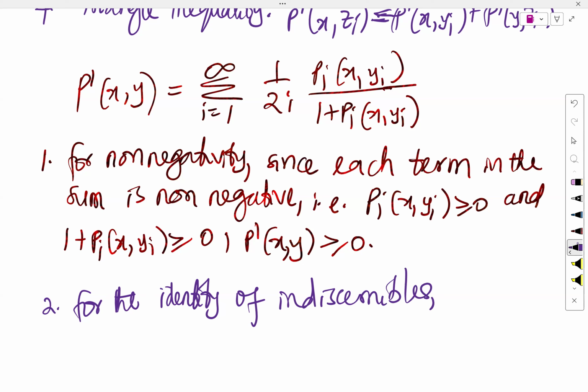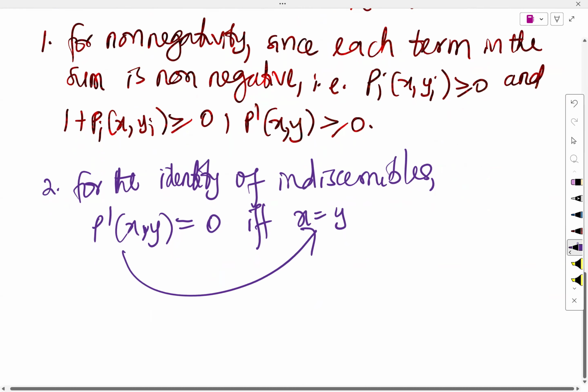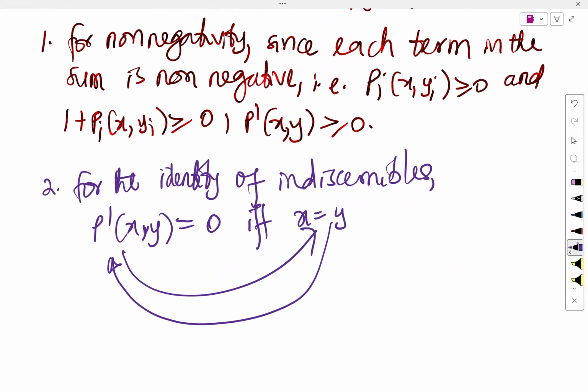What that says is that p prime of x comma y is equal to 0 if and only if x is equal to y. That means you prove it from this place to this place, and you also take it back from x equals y to that. So from what we can already observe, right?